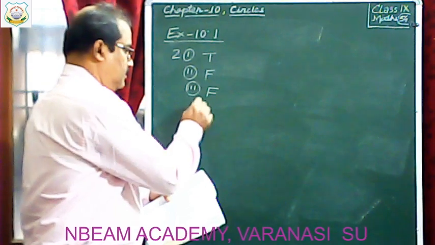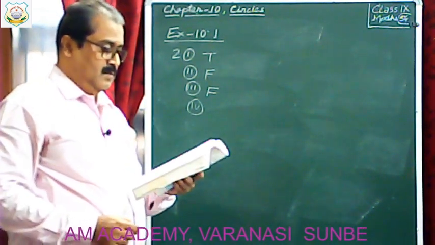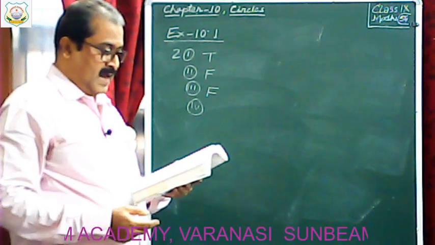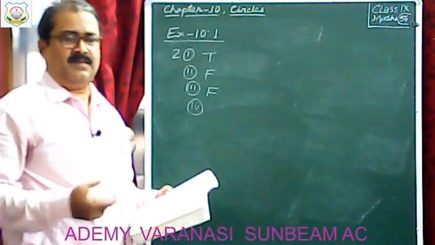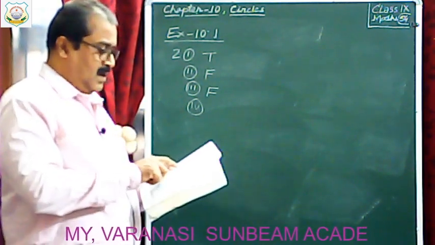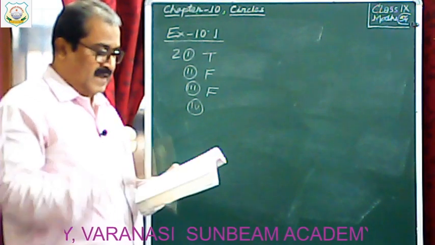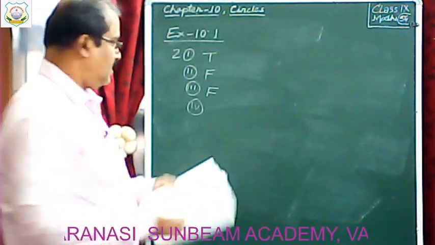Fourth, a chord of a circle which is twice as long as its radius is a diameter of the circle. Diameter is double the radius, everybody knows. So the same thing is given. It is true.